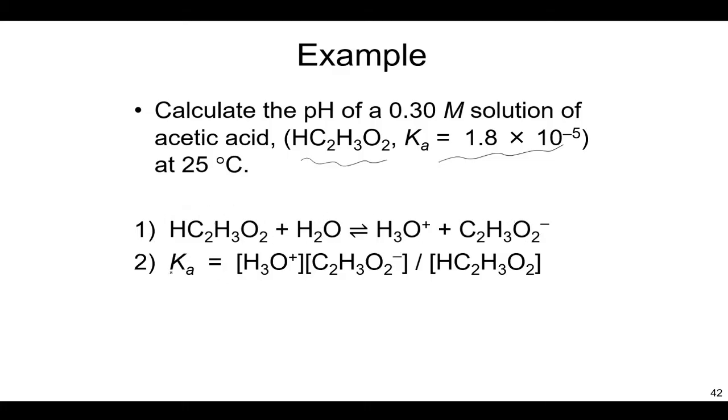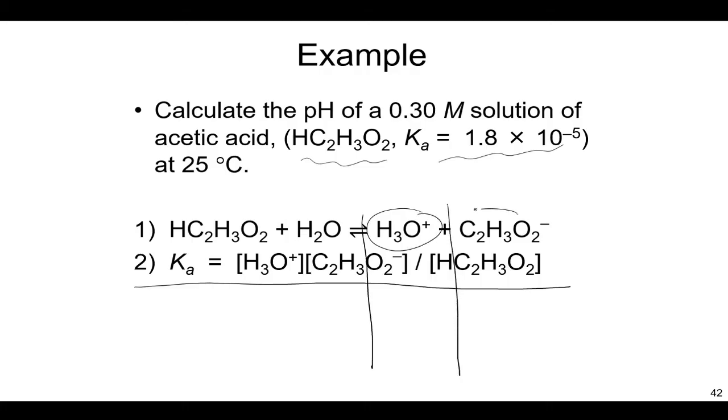Now, step 3 is to set up the ice chart. So let's think about this reaction. We don't need to include water really, so our ice chart is going to be divided sort of down the middle here. We're going to have a column for H3O+, a column for acetate ion, and a column for acetic acid. It's my initial, change, equilibrium.